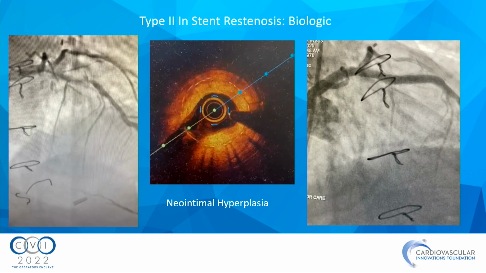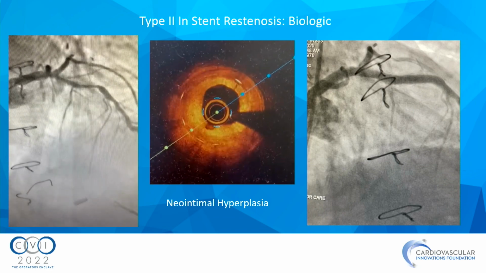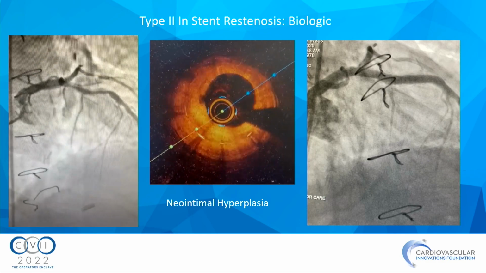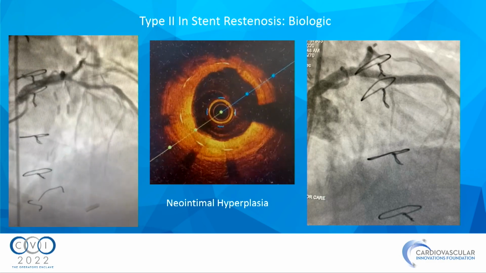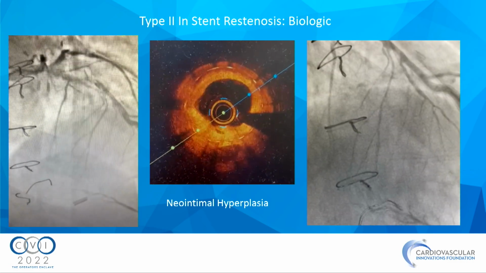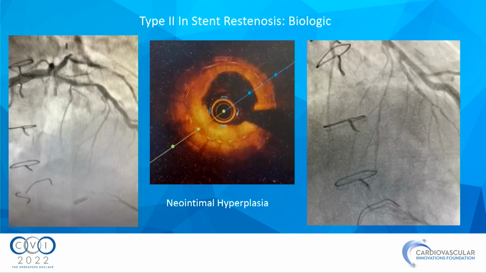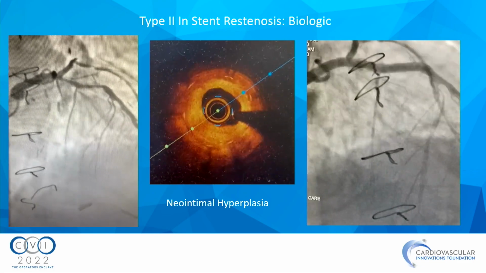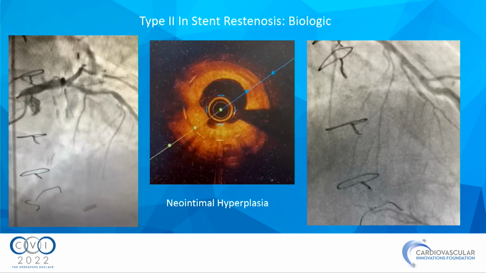This is a patient who presented with severe in-stent restenosis of the proximal LAD stent. OCT was performed that revealed severe diffuse neointimal hyperplasia. This patient was treated with balloon angioplasty followed by another layer of drug-eluting stent, with excellent angiographic result and also with subsequent imaging.